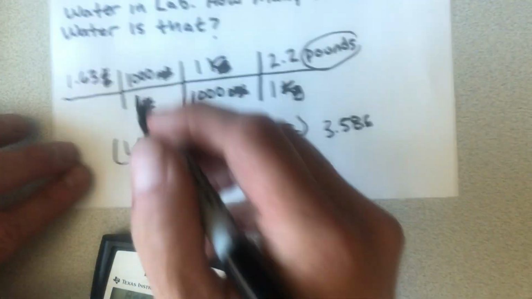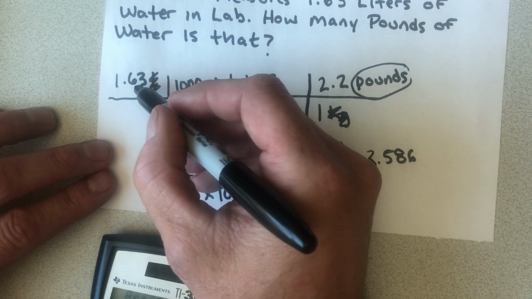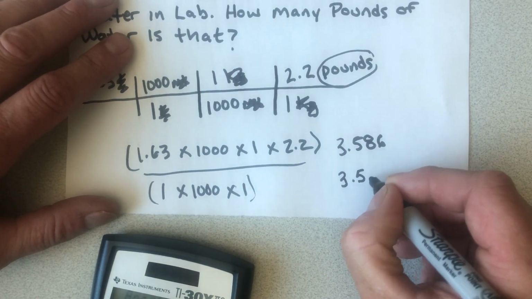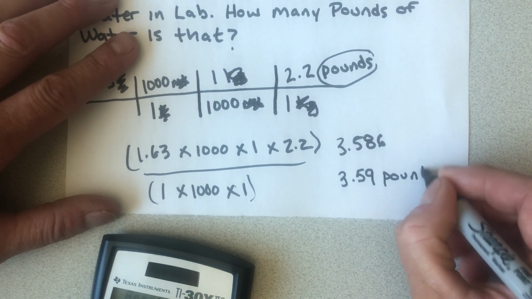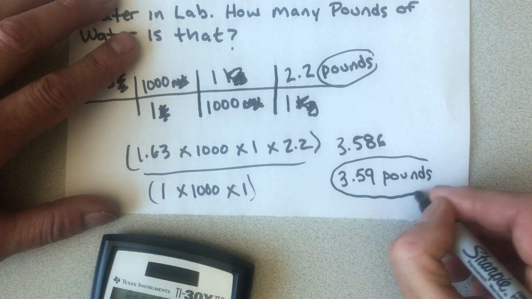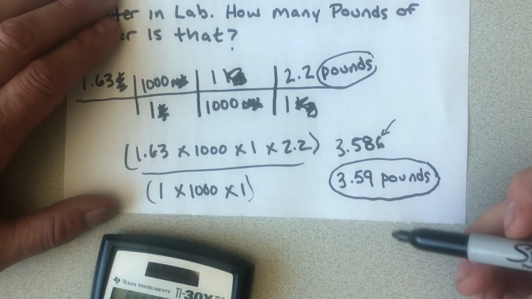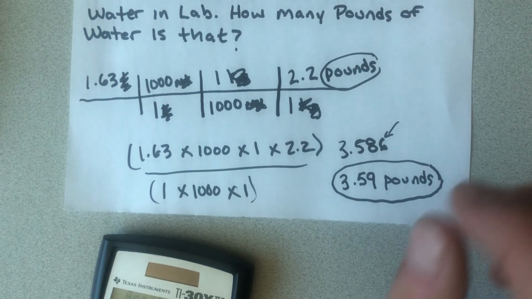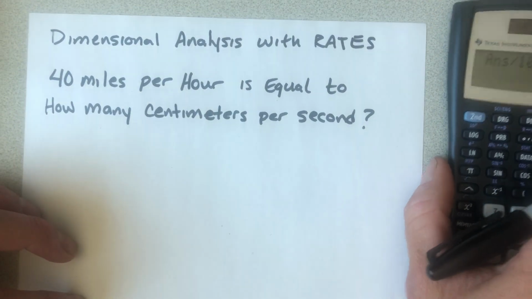Okay, and then according to the measurement and the number of significant figures in the measurement, we're limited to 3. So this becomes 3.59 pounds. Okay. And believe it or not, yep, it's points off and it's wrong if you report in the incorrect significant figures.